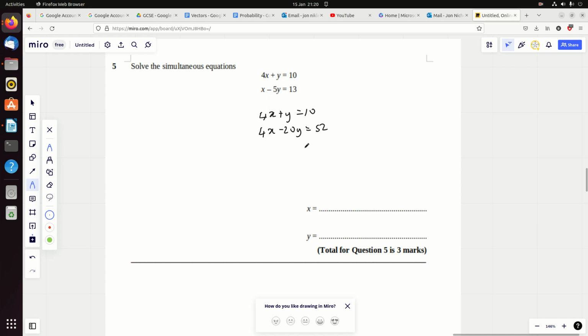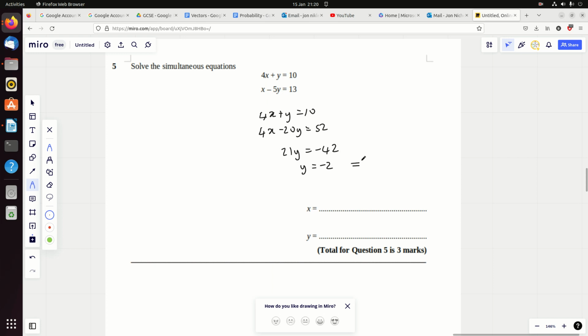If you're getting ugly answers, it's probably wrong what you've done. If you get 0.3 exactly or something like that, maybe it's okay, but check them. It's coming up early in the paper. Okay, we'll subtract these equations now. So we get y minus 20y, which is 21y. We get 10 minus 52, which is minus 42. So y is minus 2.